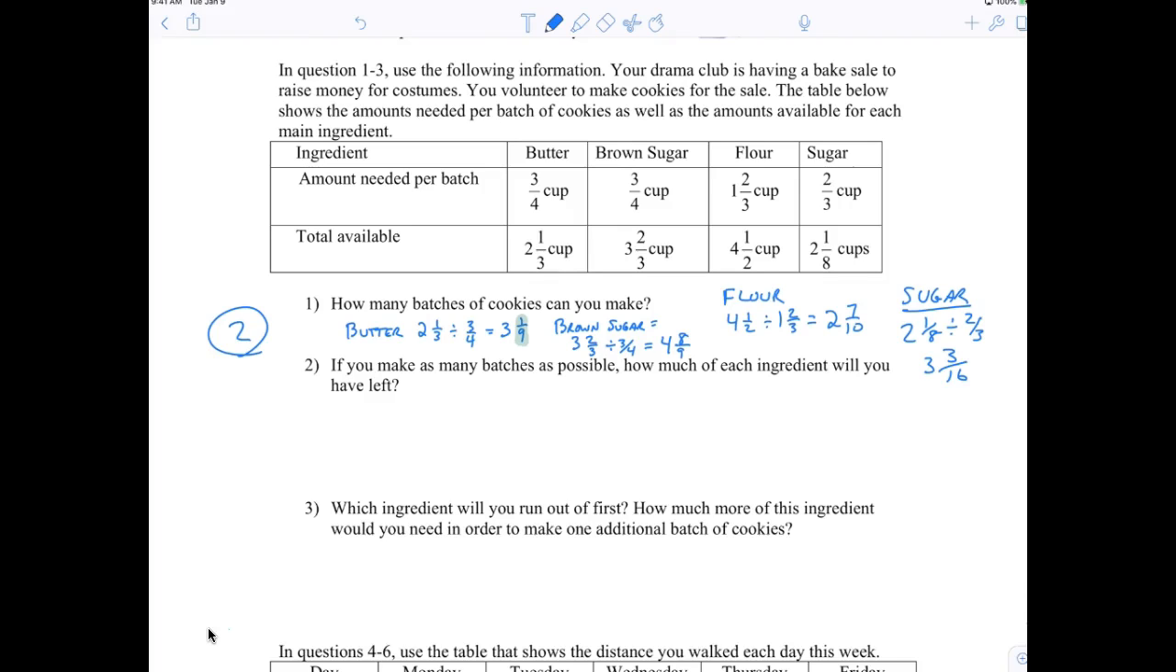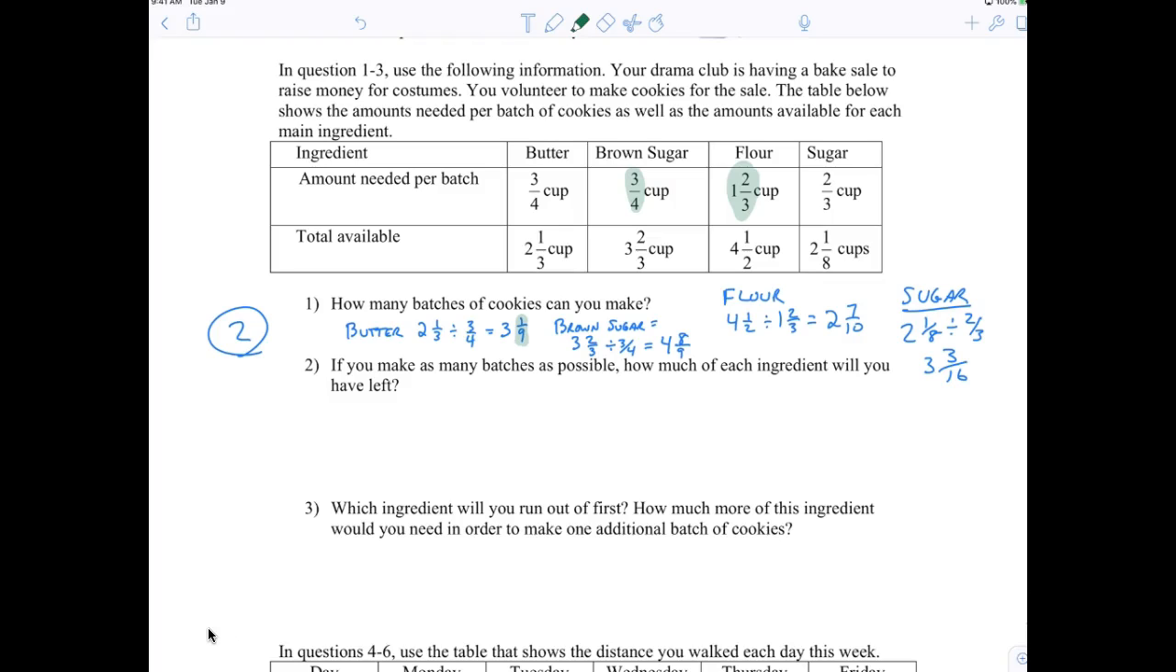Let me make sure I understand. Hold on one second. All right, one more question. Tell me again what the question was. Can you add all the ingredients together and then divide the total available? No, because each ingredient is not being used exactly the same. Like I need more flour than I do brown sugar. You see what I'm saying, right?